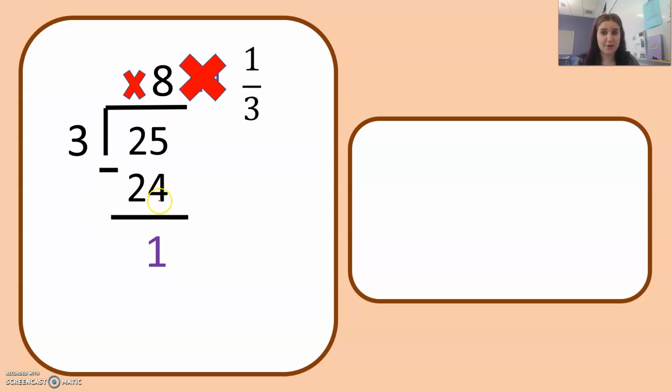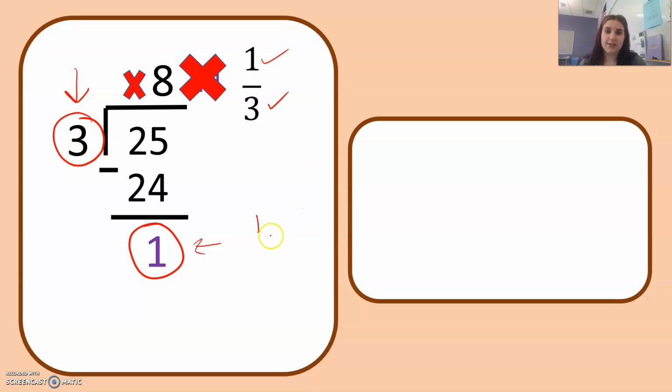Where did I get that 1/3 from? Well, I have 1 left over, so there's my 1. And I have 1 out of the 3, so 1/3. And that's where the 1/3 comes from. So when you have a remainder down here at the bottom, you take that remainder and you write it over a fraction of your divisor. So it's your remainder over your divisor.